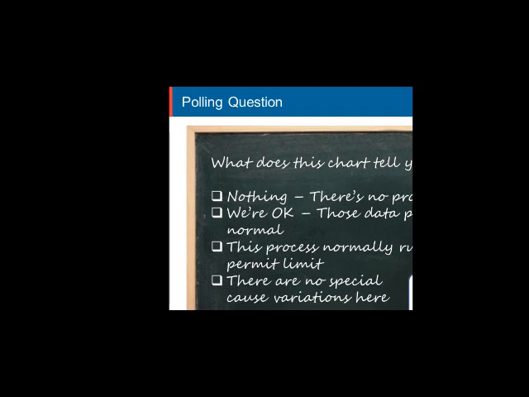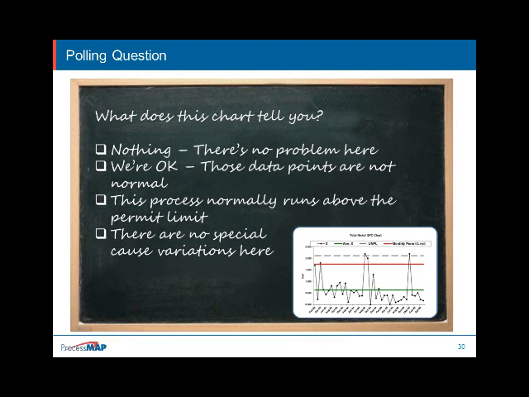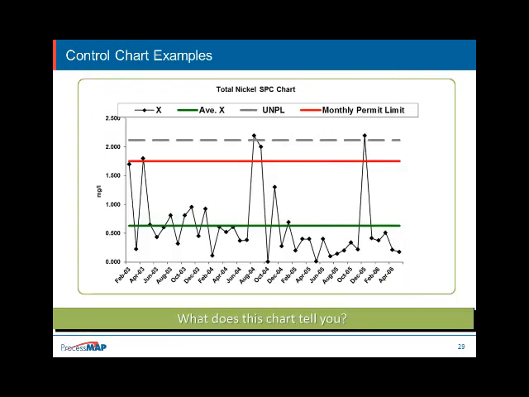Let's go back real quick and take a look at that chart again to review it, so make sure people understand. Let's go back one more. There you go. So again, take a look here. Just want to make sure everybody understands this. The green line is the average. The dotted line is the upper control limit where the process normally runs. And the red line is the permit limit.